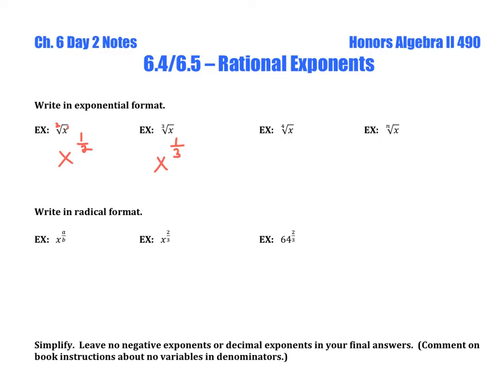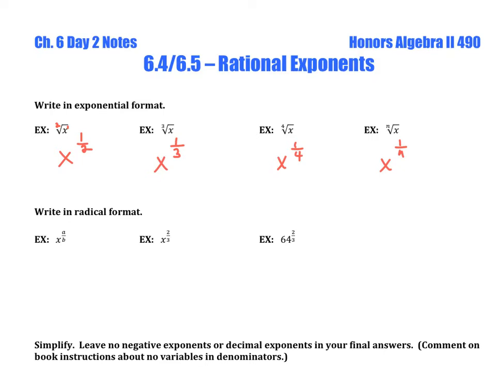In my next example, I have the fourth root of x. That would be equivalent to x to the 1/4. And then if I make it general, so to speak, the nth root of x would be written as x to the 1/n. And again, where that comes from is underneath the radical, the exponent is a 1, so my numerator becomes a 1, and then it's the nth root, so that n transfers to the denominator. So that's taking things that are initially in radical format and writing them in exponential format.